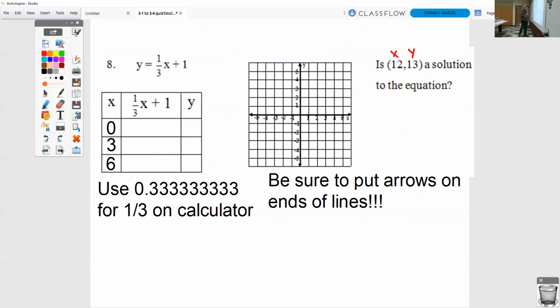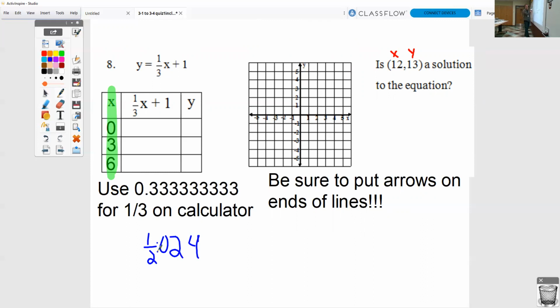In question number 8, we have the fraction 1/3. Because we have the fraction 1/3, we want to use 0, 3, and 6. You always want to use multiples of the denominator. If we had the fraction 1/2, we would want to choose 0, 2, and 4 because we want to choose multiples of the denominator. But here we're choosing 0, 3, and 6.